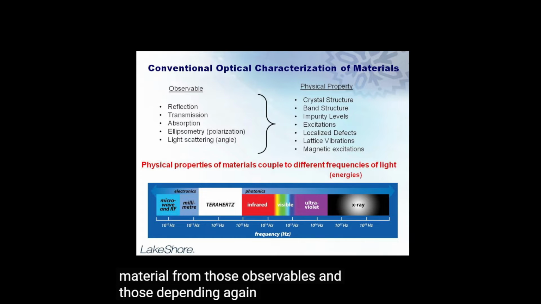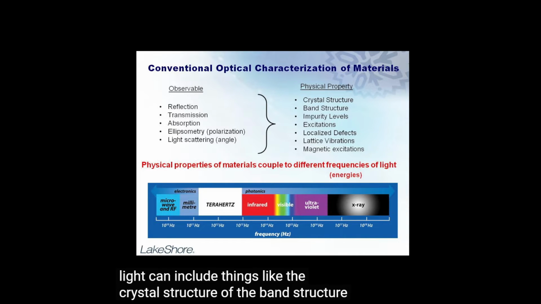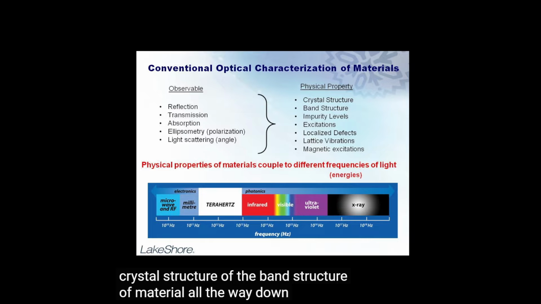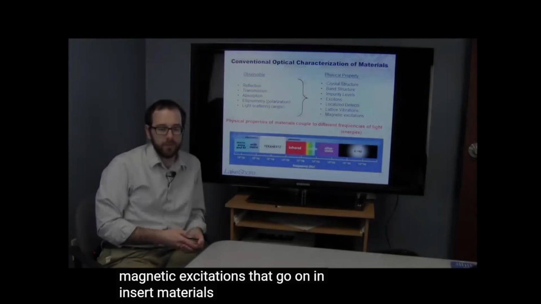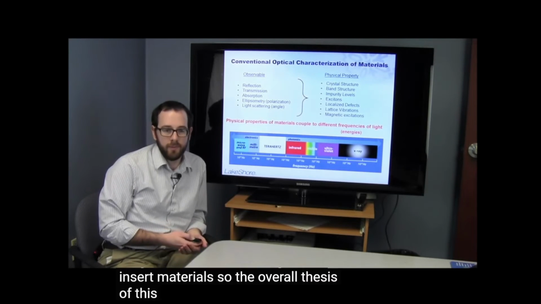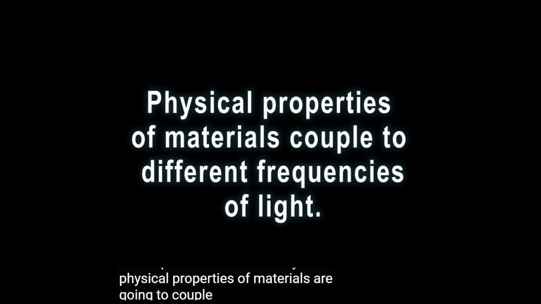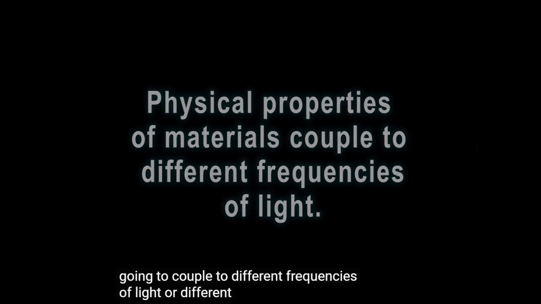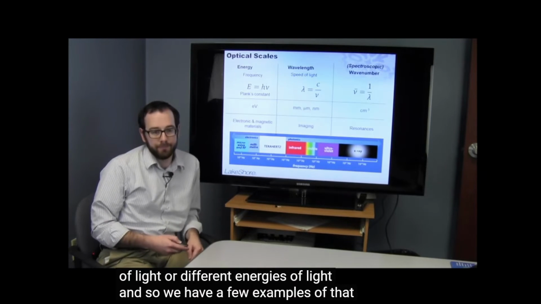Depending on the energy or frequency or wavelength of the light, those properties could include the crystal structure, the band structure of the material, all the way down to the magnetic excitations that go on in certain materials. The overall thesis of this part of the talk is that physical properties of materials are going to couple to different frequencies or different energies of light. We have a few examples of that.